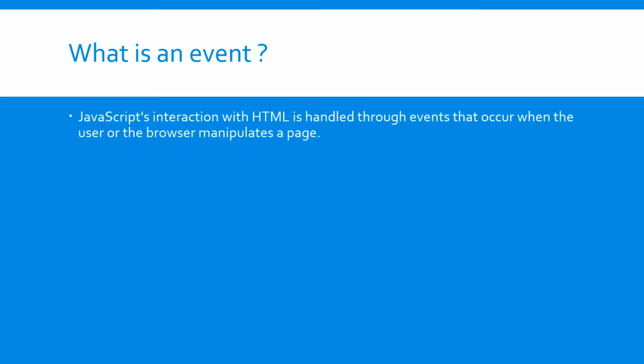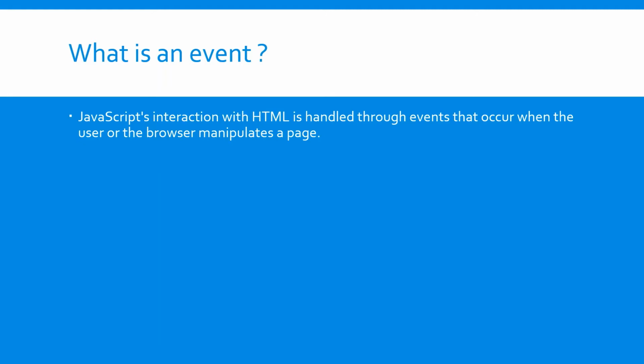So, what is an event? Basically, when a page loads or anything happens, that is known as an event. When a user clicks a button, that click is an event. Other examples of events include pressing any key, closing a window, resizing a window, etc.